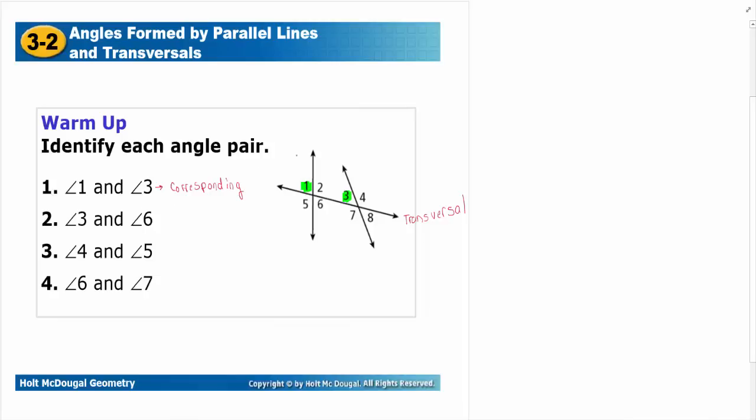Number 2, it says angle 3 and 6. So here we have angle 3. It's not showing up there, so let me fix that. So we have angle 3 and angle 6. The second part to this problem is you need to recognize that this is the interior. Let's do a point there, interior. And these angles are on the exterior.